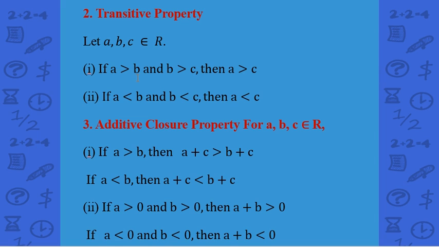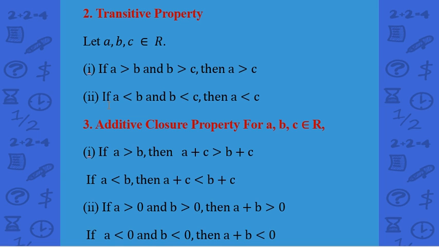If A is greater than B and B is greater than C, then A is greater than C. So we will prove this with the help of some numbers. For example, we are saying that 8 is greater than 7 and 7 is greater than 6. Then ultimately 8 will be greater than 6. If we are removing the 7 between A and C, then this inequality will be valid for A and C.